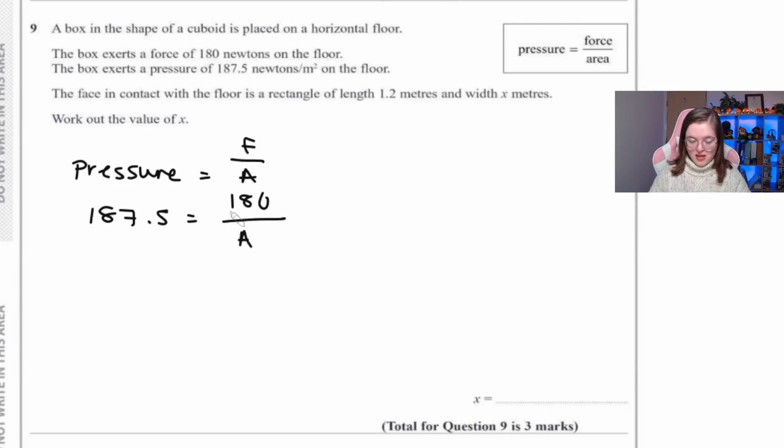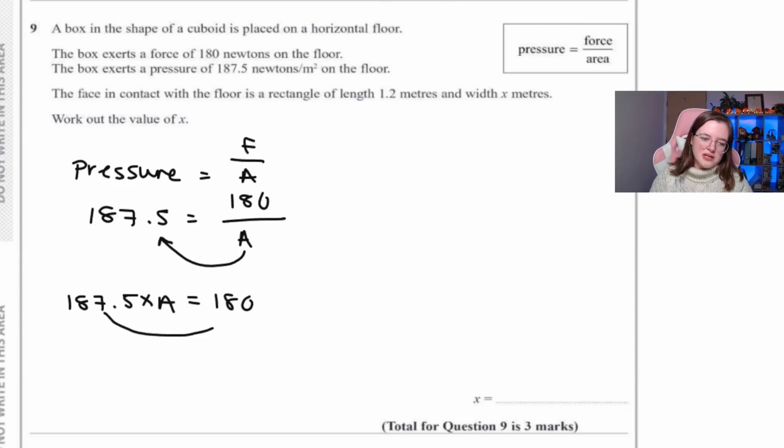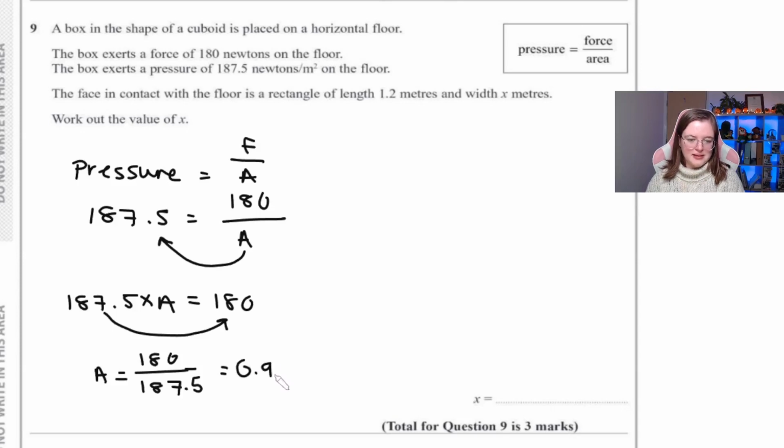So let's find that. If we then rearrange this, area is in an awkward spot down here. So I'm going to times up by area. So I'm going to then get 187.5 times area equals 180. Then we'll divide this down there to move it away from the area. So area then on its own is 180 divided by 187.5, which is 0.96. Okay, perfect.